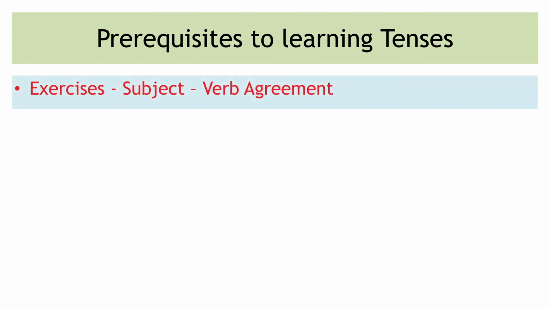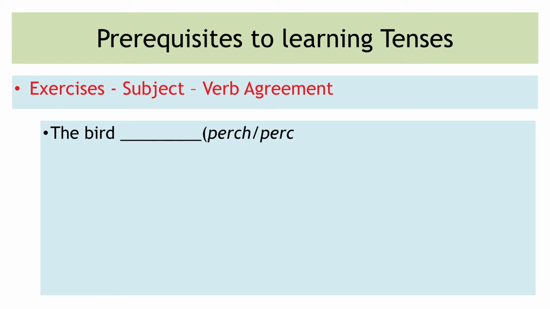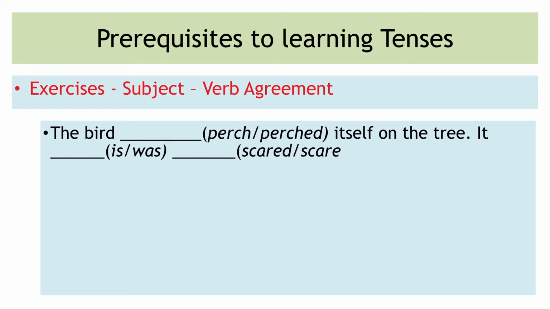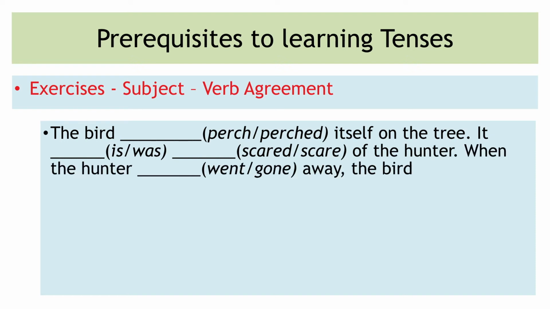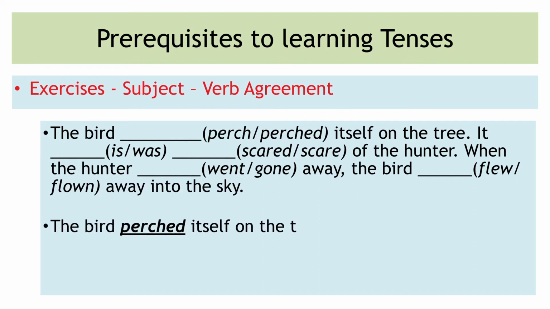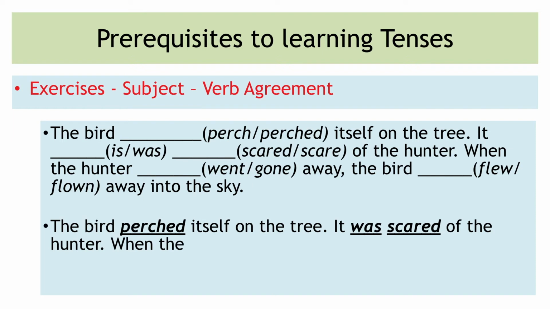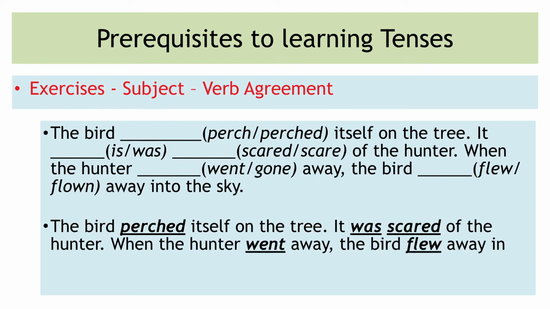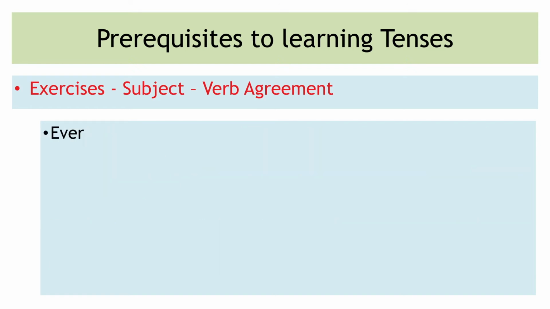Let's see these examples. Please choose the correct answer. The bird perched itself on the tree. It was scared of the hunter. When the hunter went away, the bird flew away into the sky.